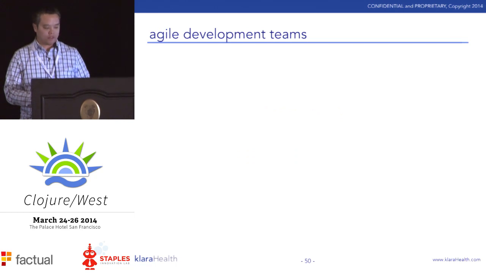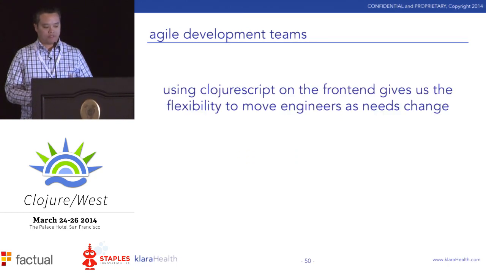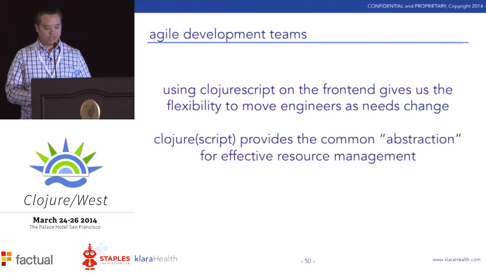And then from a development standpoint, a more management perspective on this, having the Clojure and ClojureScript intersection gives us the ability to move engineers around. On the back end you need a lot of particular knowledge, or on the front end the same thing, but there are a lot of tasks in the middle where you can move people around as your resource needs change. Basically the language in this case provides that common abstraction for us for more effective resource management and being able to do more with less.